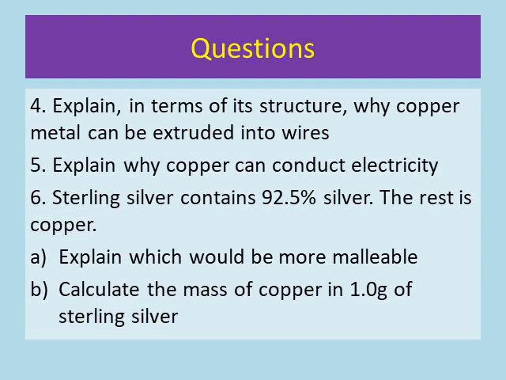And then number 6, sterling silver contains 92.5% silver, and the rest is actually made up of copper. So part A, can you explain which of those would be more malleable? And part B, could you try to calculate, so this means you might need to get your calculator, calculate the mass of copper in 1 gram of sterling silver. Pause the video now and write up your answers.